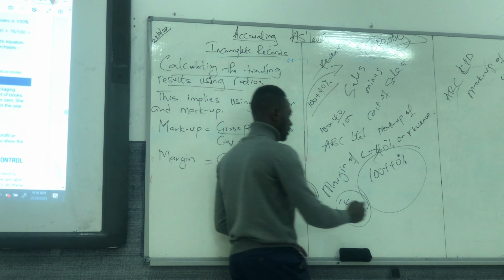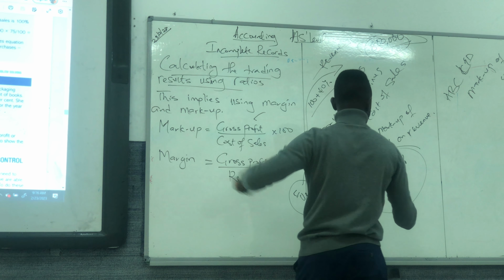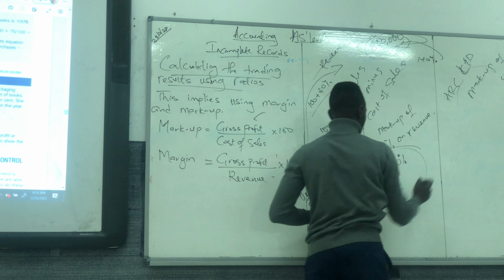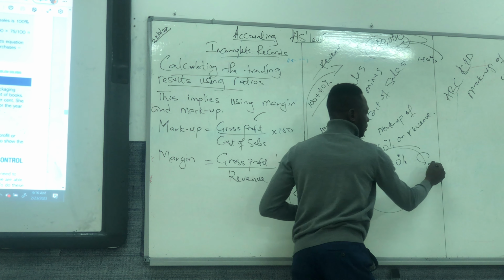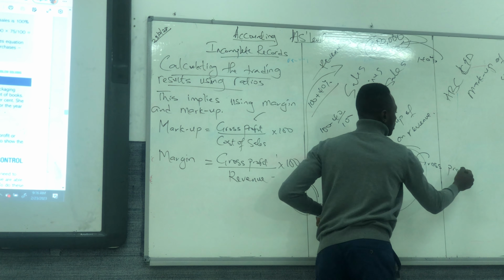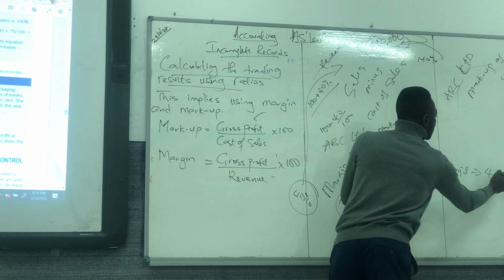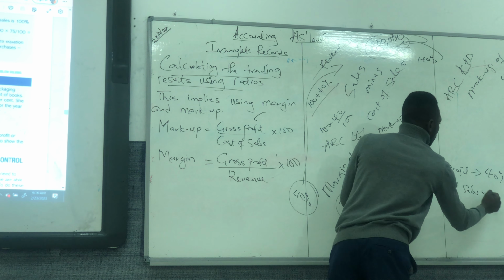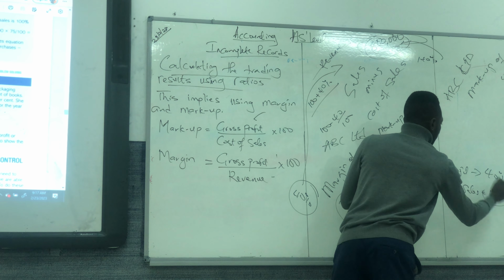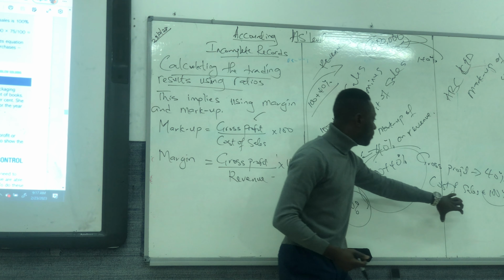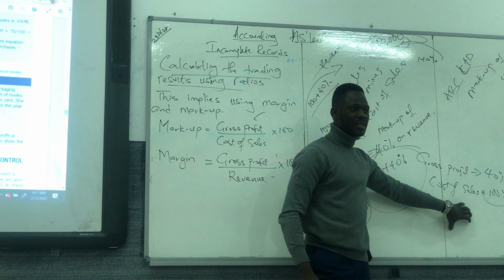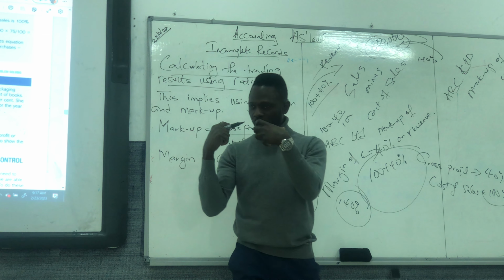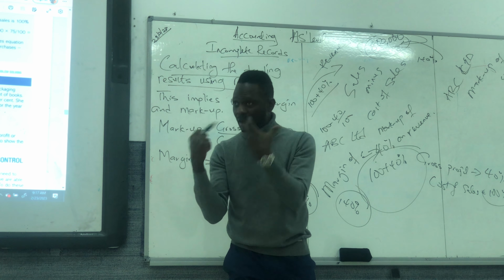It will mean that our revenue will be 140% of this. Our gross profit will be 40%, and our cost of sales will be 100%. Why 100%? That is the amount of money we're going to spend. Because we said we are predicting that we're going to have an increase in revenue of 40%.